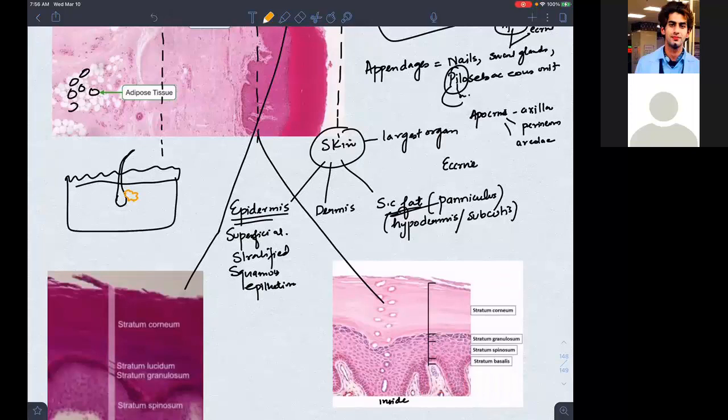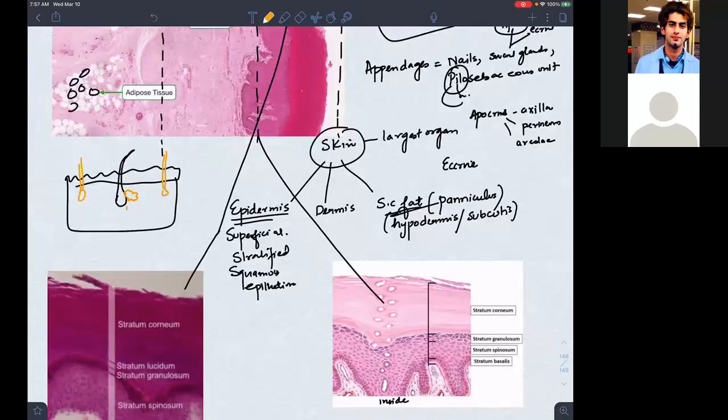No, isn't it? Eccrine will directly open onto the skin. So the gland associated with the pilosebaceous unit will be the apocrine gland. Okay. But the eccrine gland will open like this directly. The eccrine gland will directly open on the skin surface. Okay.